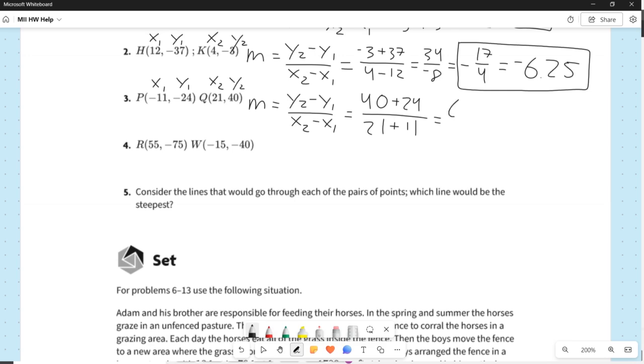40 plus 24 is 64. 21 plus 11 is 32. This works out pretty nicely. 64 divided by 32 is a nice round integer of 2. And so that's our final answer.